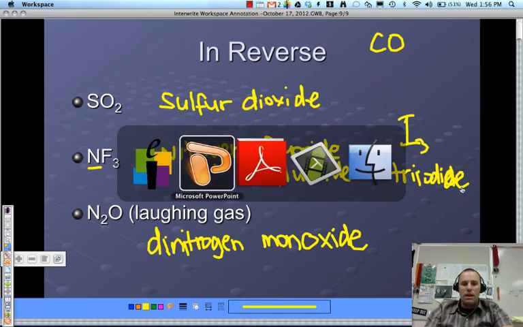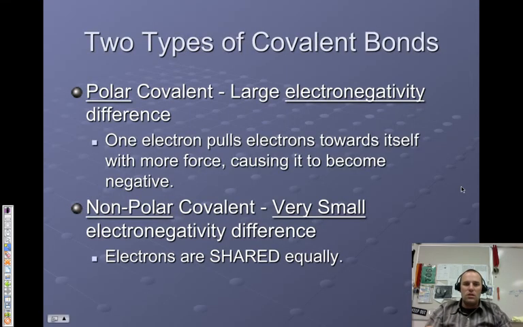All right, next time we will look into the types of covalent bonds and drawing Lewis dot structures. Doesn't that sound exciting? I can't wait.